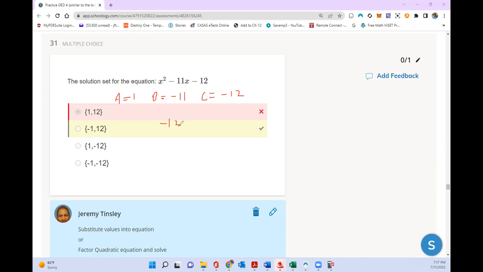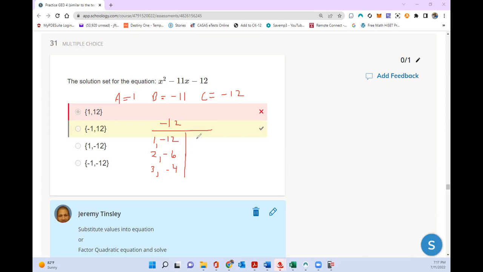What are the factors of negative 12? Negative 1 and 12. I don't know why you always start with the negative. That throws me off. The reason I always start with positive is 1 times negative 12. You don't have to. If you want to do negative first, you can. 1 times negative 12, because I can easily see it. 2 times what? Negative 6. 3 times what? Negative 4. See, gotta know your multiplication tables.